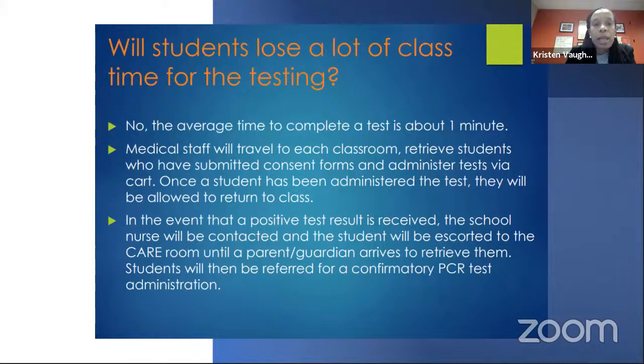Will students lose a lot of instructional time for testing? No, the average time to complete a test is about 1 minute. Medical staff will travel from classroom to classroom, retrieve students who have submitted the consent form, and administer the test via a cart. Once a student has been administered the test, they will be allowed to return to class. In the event that a positive test result is received, the school nurse will be contacted and the student will be escorted to the care room until a parent or guardian arrives to retrieve them. Students will then be referred for confirmatory PCR test administration.